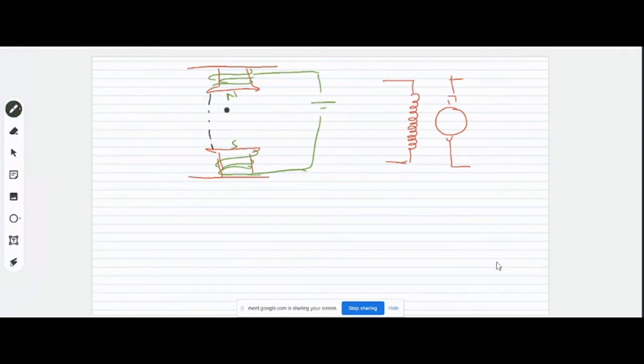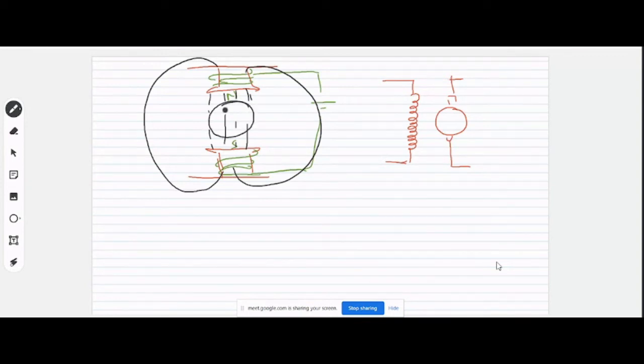The magnetic lines of flux will travel from north to south in a closed loop, and they will come up through the yoke, through the core of this stator, in both directions. This will be the path of the magnetic flux. We have inserted a rotor inside this, which has windings on the outer surface.